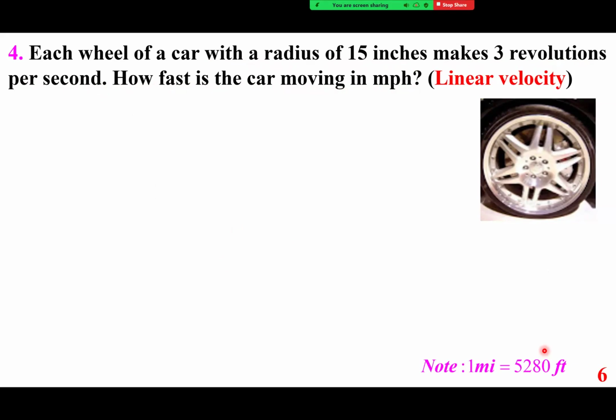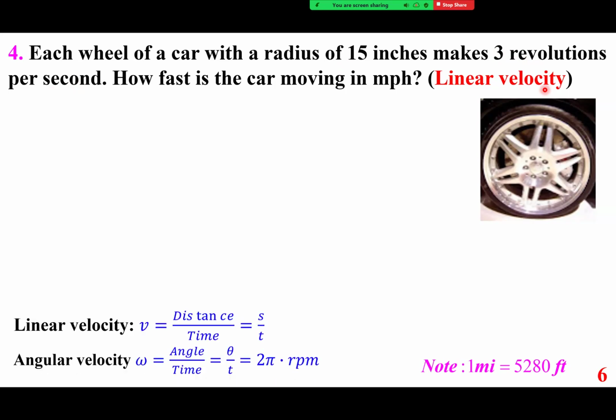So you're dealing with an application problem. You want to write down what's given and then go to the symbolic format and solve the problem. So the radius r is 15 inches. 3 revolutions per second. That's the angular velocity omega equals 3 rps. And the linear velocity v is missing.